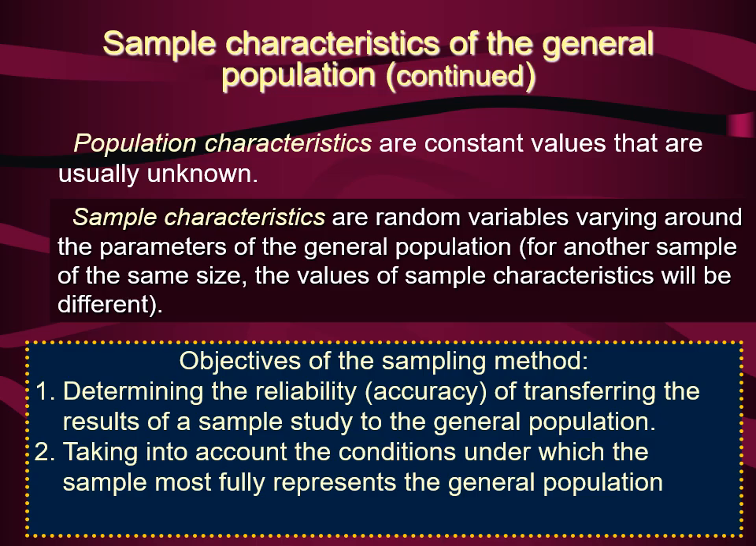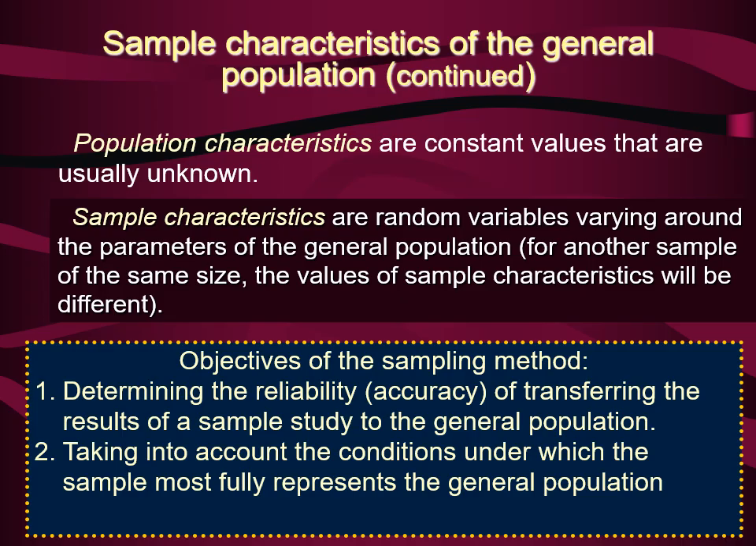Sample characteristics. As a rule, general characteristics are constant values. Of course, they are unknown because the voluminous general population does not always provide such an opportunity to study it in its entirety. Well, except for the methods of continuous research, such as the census, the study of rare diseases, and so on. But in any case, the characteristics of the general population are constant characteristics.